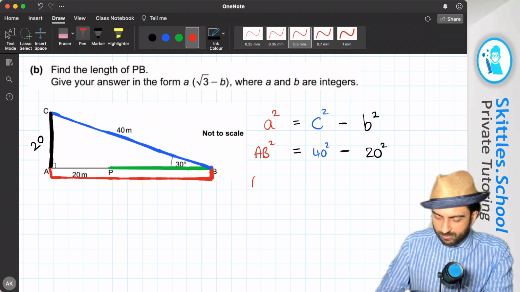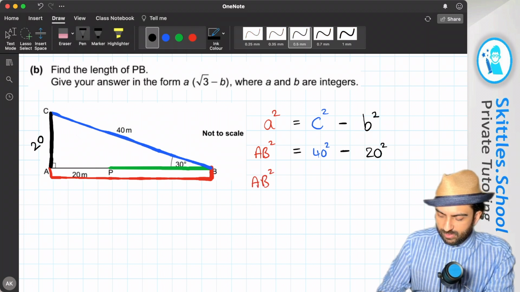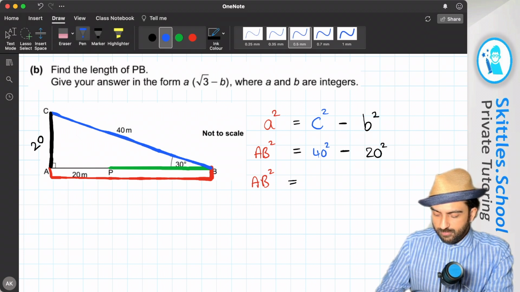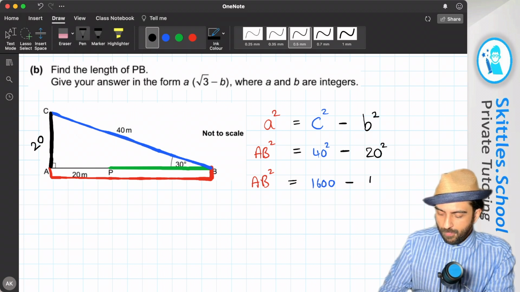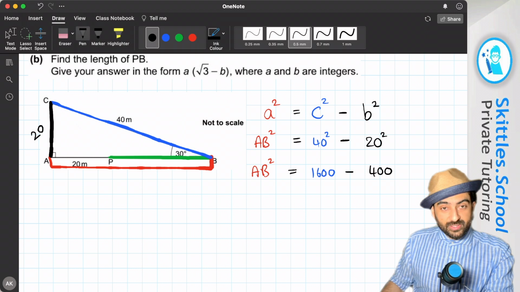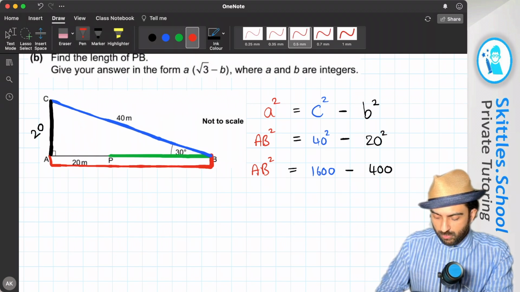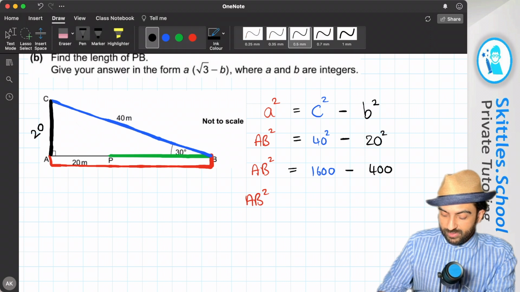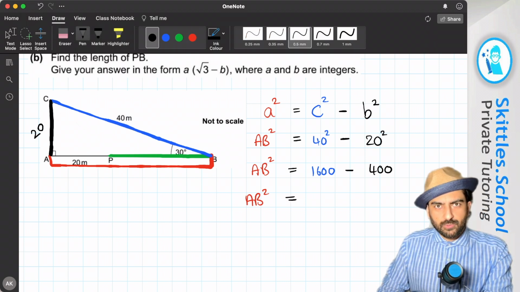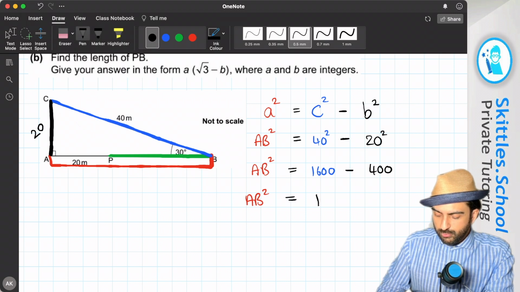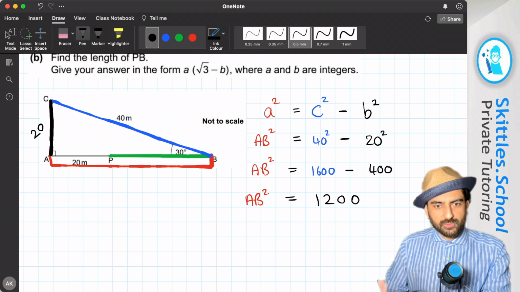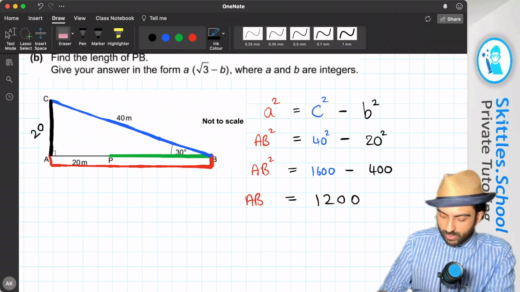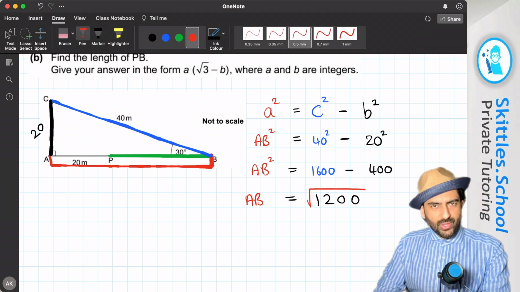So again, side AB, which we don't know, squared. 40 squared is 1,600. 20 squared is 400. And now we can work this out. So AB squared, again, we don't know what AB is, so AB squared is equal to 1,600, take away 400, which is 1,200. Now to work out AB, we've got to do the square root of that. So I'm going to erase the squared, and I'm going to make it a square root. Now we've got the square root of 1,200.